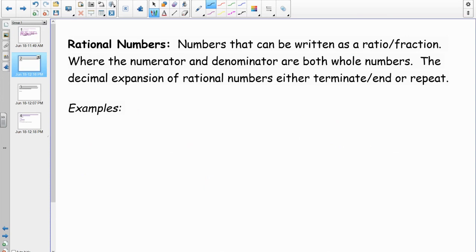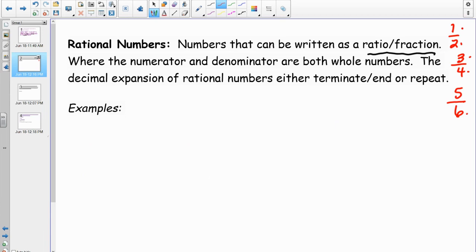So the first thing we're going to look at is the definition of rational numbers. Rational numbers are numbers that can be written as a ratio or a fraction. So a ratio or a fraction would be written as 1/2, or 3/4, or the ratio of 5 to 6. Those are all examples of a ratio, also known as a fraction. Your numerator, which is your top number, so 1 or 3 or 5, and the denominator, which is 2, 4, and 6, are both whole numbers.